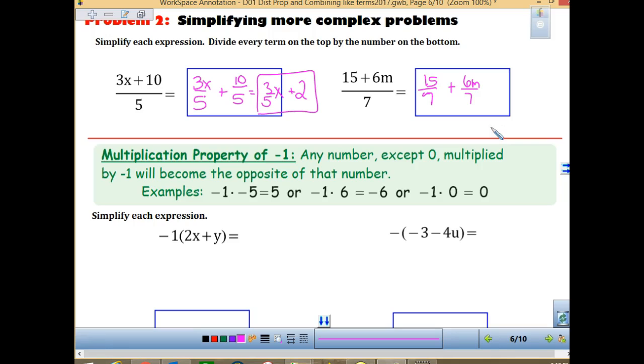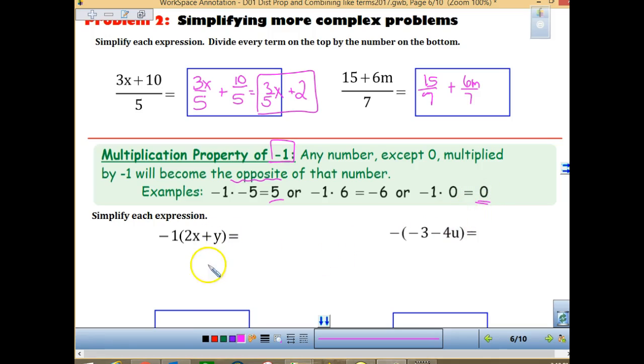Okay. Tanisha, would you read that part about multiplication? Any number except 0 multiplied by -1 will become the opposite of that number. Examples: -1 multiplied by -5 is 5. Or -1 multiplied by 6 is -6. Or -1 multiplied by 0 is 0. So this is the only one where you get 0, right? 0 times anything is always, always, always 0.